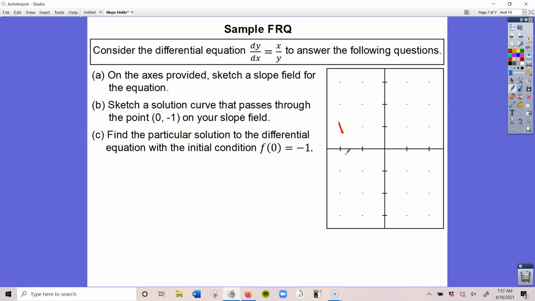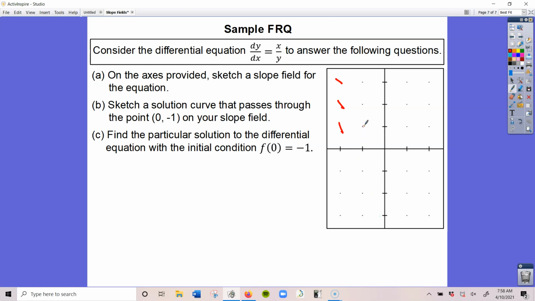If I plug in -2, 2, -2 divided by 2 is -1, so slightly steeper. And if I plug in -2, 3, we get -2 over 3, which is a fraction, so it's going to be steeper than -1, so something like that.